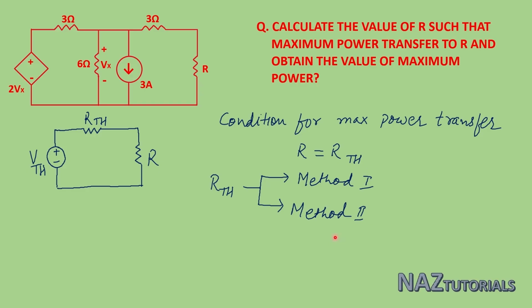And our second method is we can calculate our RTH by taking the formula VTH divided by IN, or you can say open circuit voltage divided by short circuit current. Here we use our method 2, which is VTH divided by IN, from which we will calculate our RTH for this particular dependent source circuit, and also calculate our maximum power by this VTH calculation.